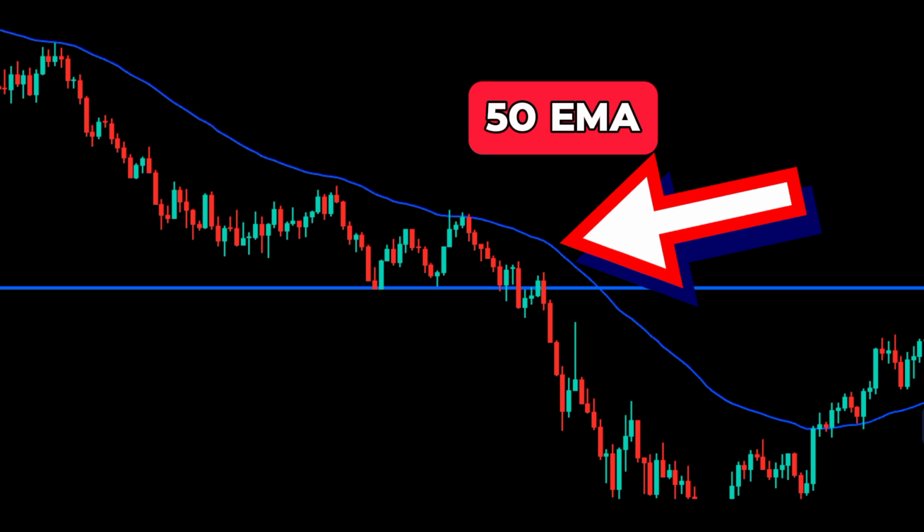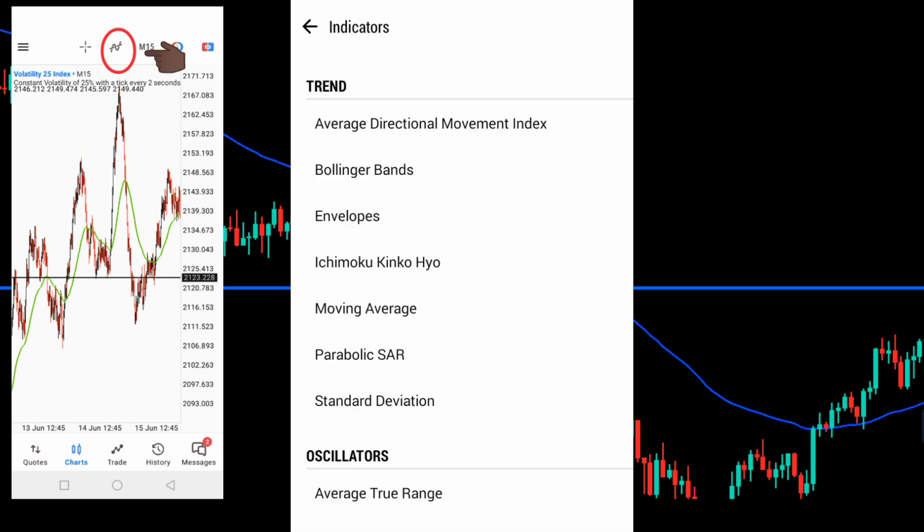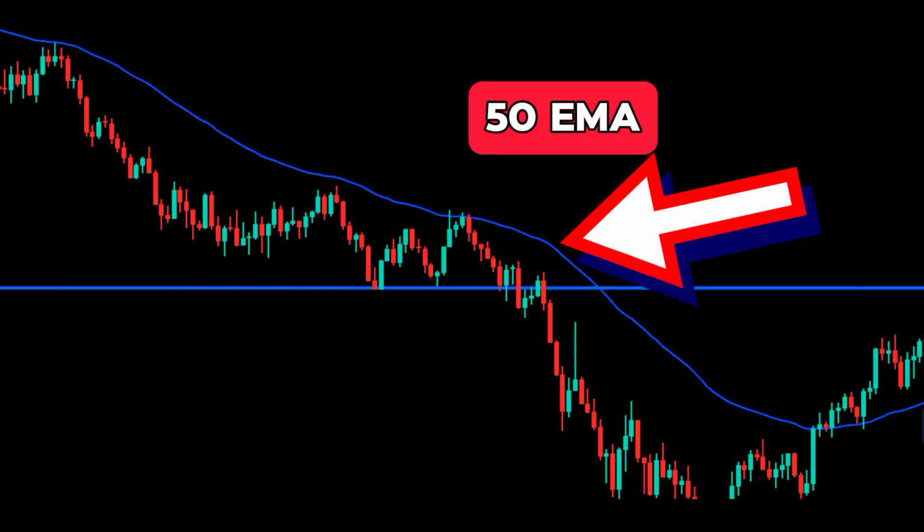Here is how to get it on MetaTrader and TradingView. For MetaTrader 5, first of all you locate the indicator icon at the top of the chart. There you will find the moving average indicator. Click on it and use these settings. Set the period to 50. Method should be exponential. Apply to close. Then choose any color or pixel size of your choice. Leave the remaining settings as they are. When you are done with that, click on Save. Then you have a 50 exponential moving average on your trading chart.